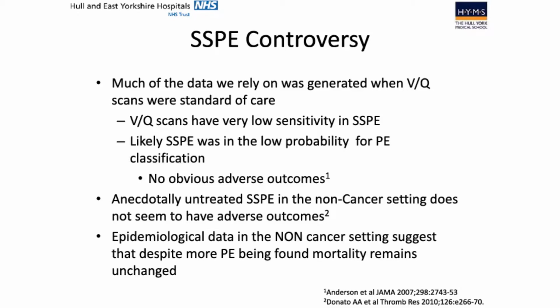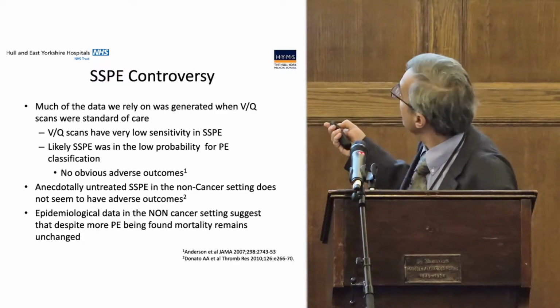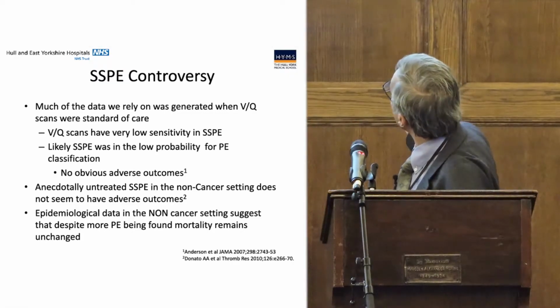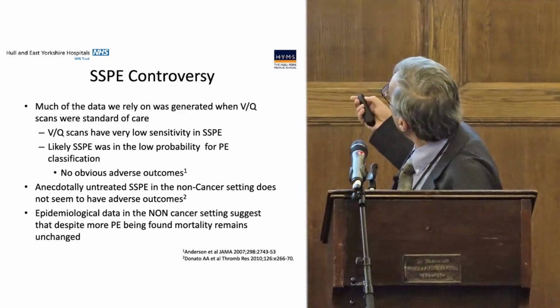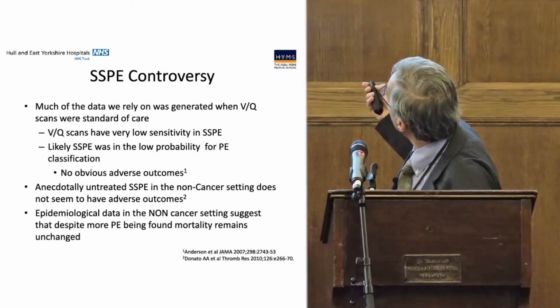Epidemiological data, which are very interesting, show that we've got better at diagnosing our pulmonary emboli, but the mortality of this diagnosis, this is non-cancer data, has remained roughly the same. And I add that this is where we started scanning patients with spiral CT scans, somewhere around here, okay?